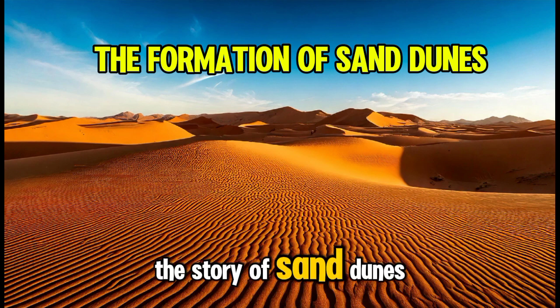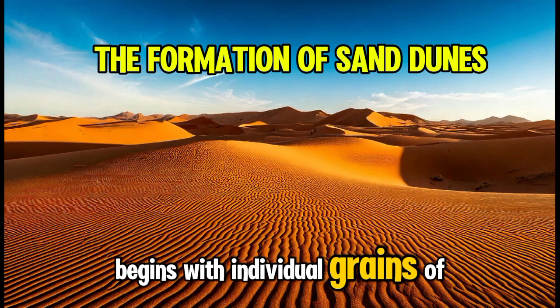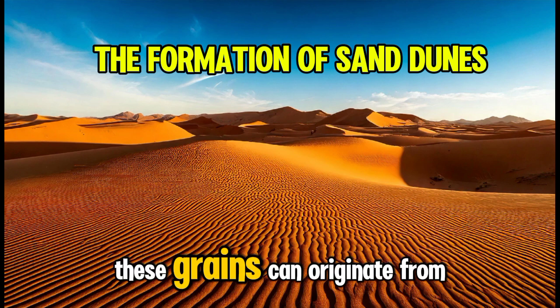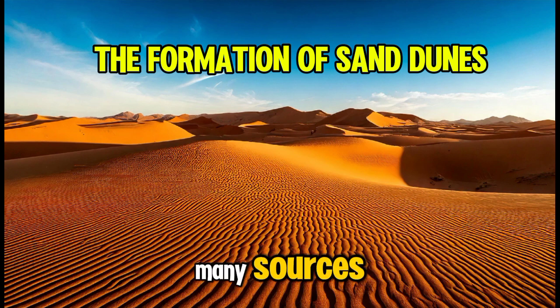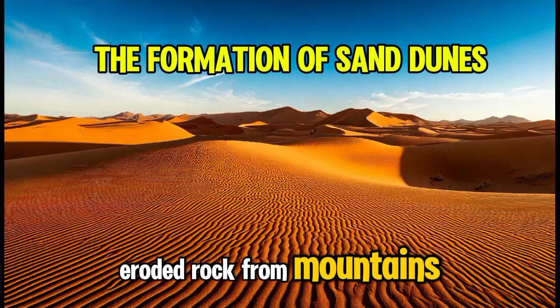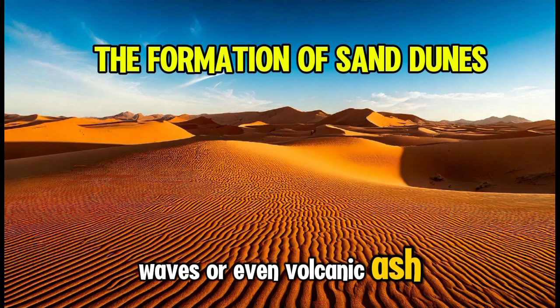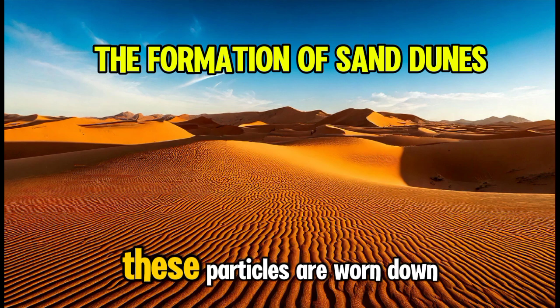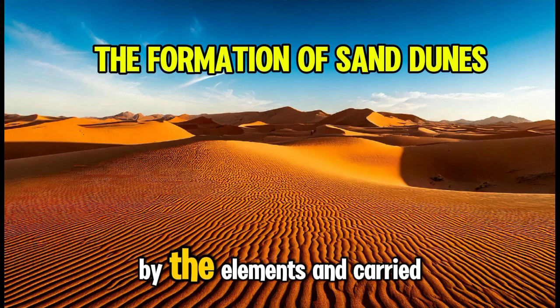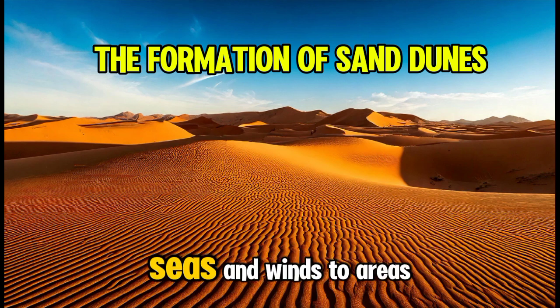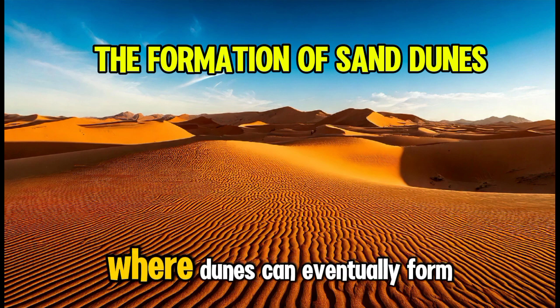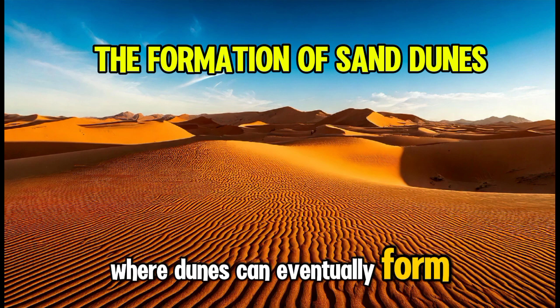The story of sand dunes begins with individual grains of sand. These grains can originate from many sources: eroded rock from mountains, shells broken down by the waves, or even volcanic ash. Over time, these particles are worn down by the elements and carried by rivers, seas, and winds to areas where dunes can eventually form.